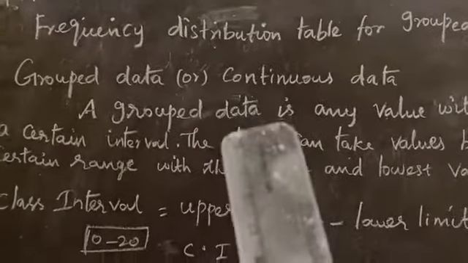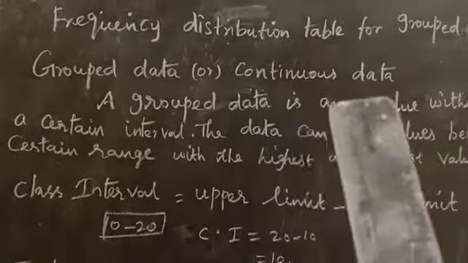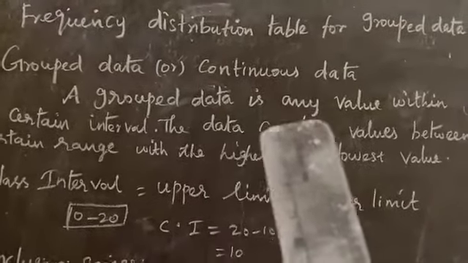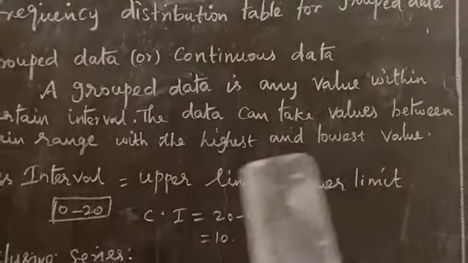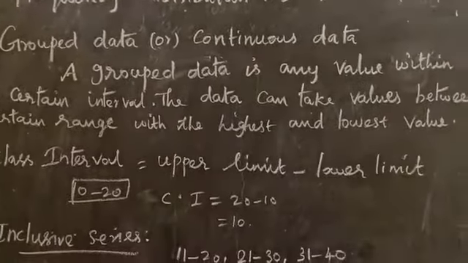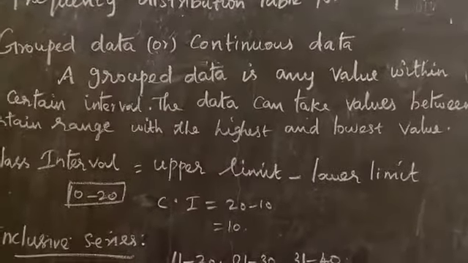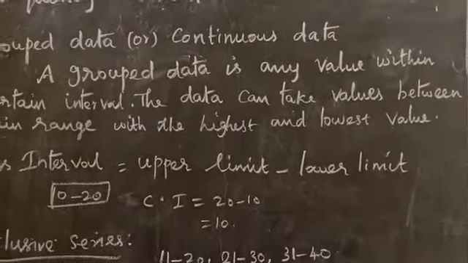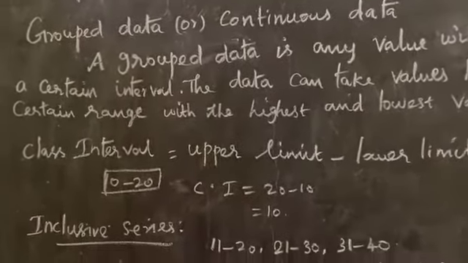Grouped data are continuous data. Grouped data is any value within a certain interval. The data can take values between a certain range, with the highest and lowest value.